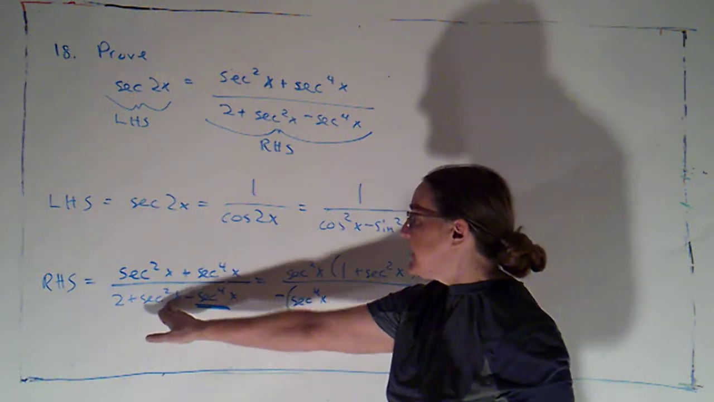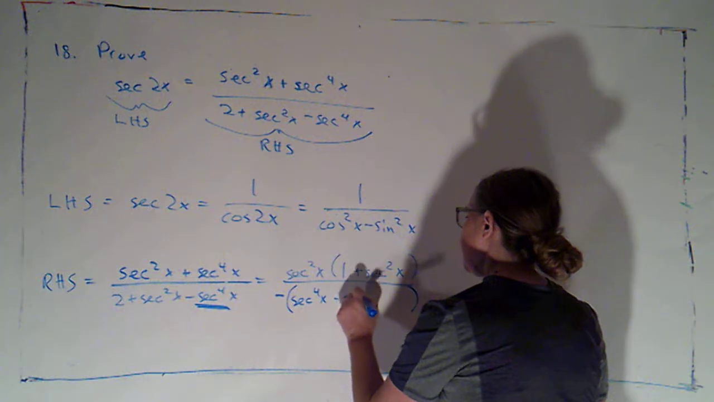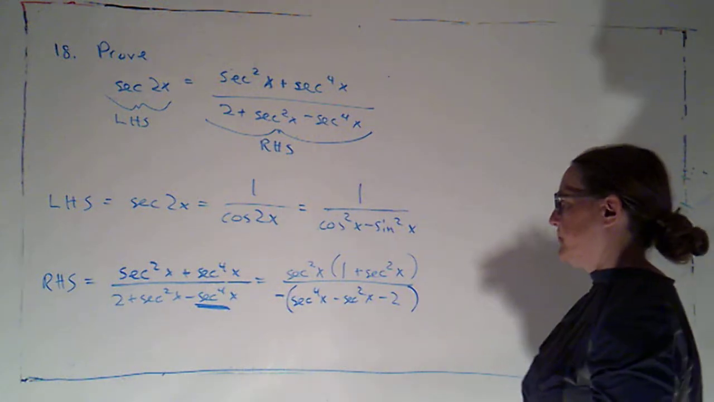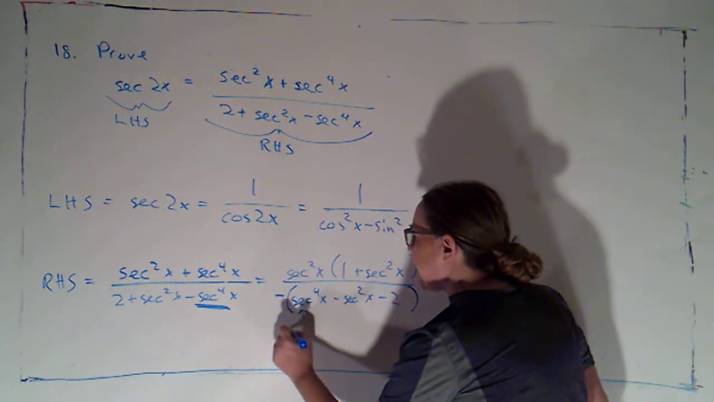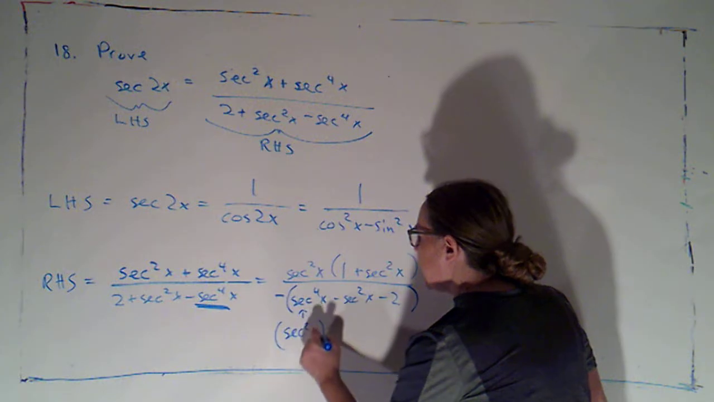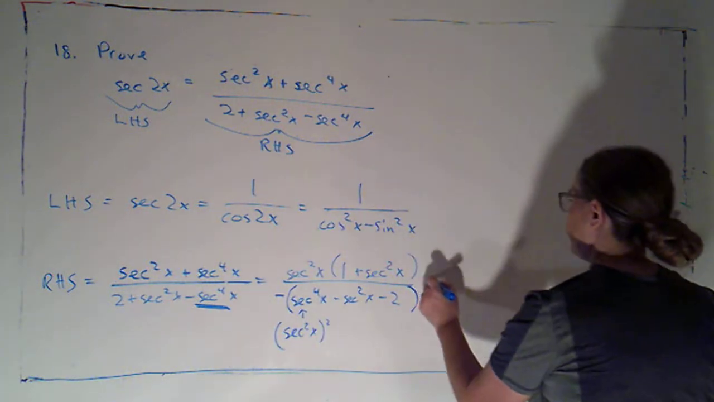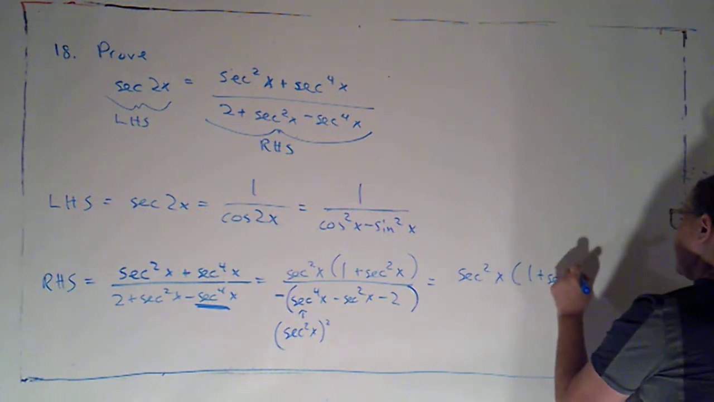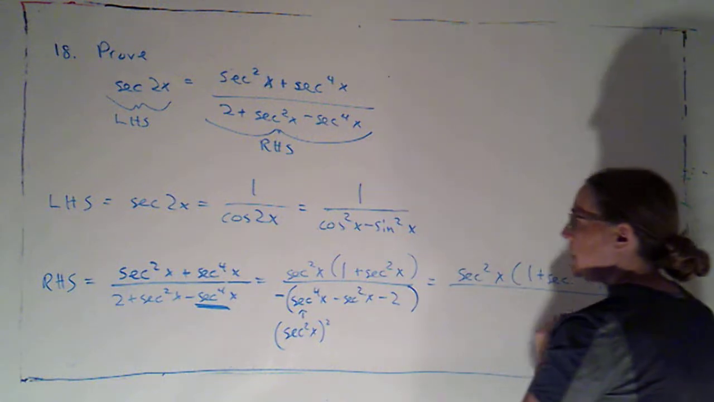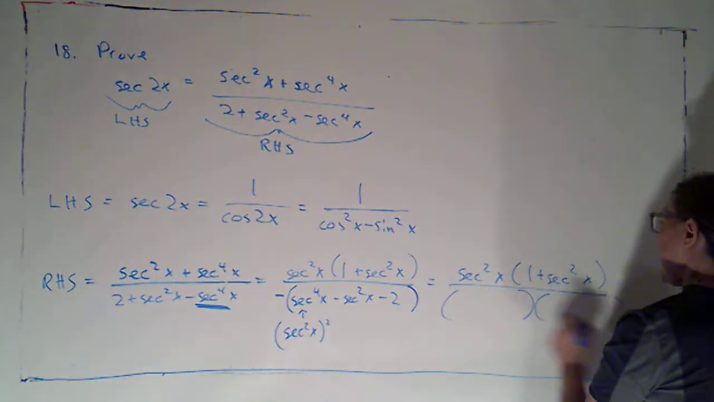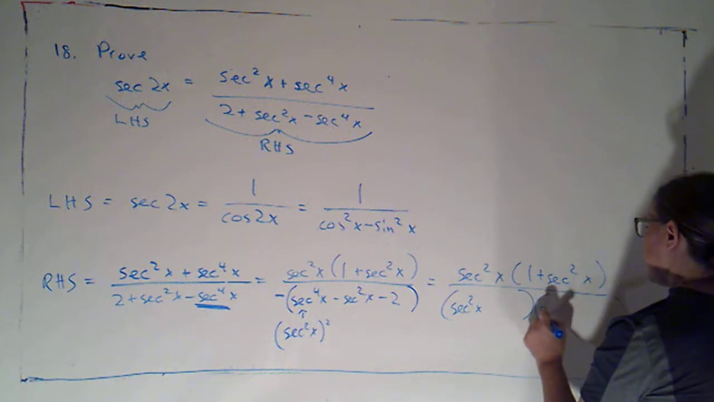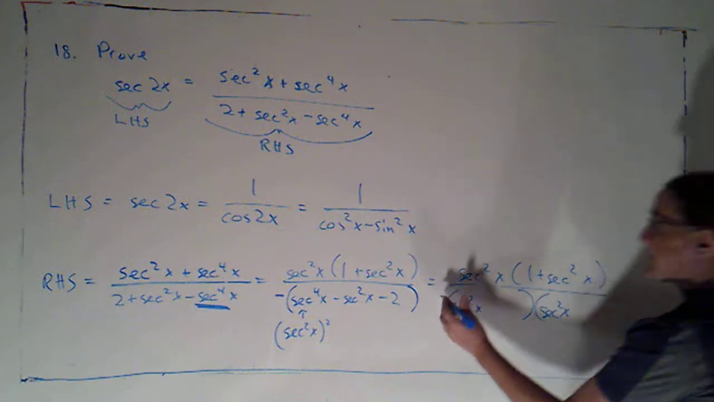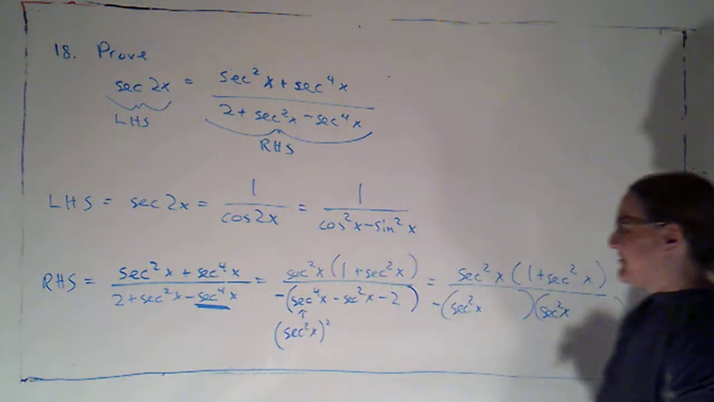This was a positive secant squared x. It's going to become minus secant squared x. And this was a positive 2. That's going to become a minus 2. Okay. And then I want to just remember that that's secant squared x squared. Okay. So I can say this is secant squared x times 1 plus secant squared x all over. Now I'm hoping that I can factor this as secant squared x plus something times secant squared x plus or minus something. Oops, and there's that negative that I pulled out from the front.